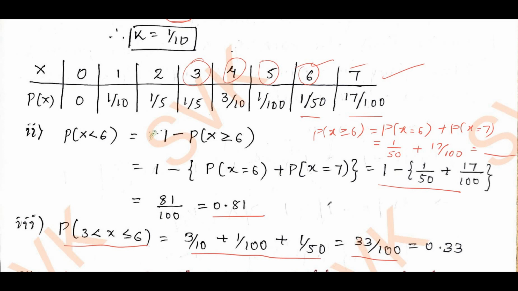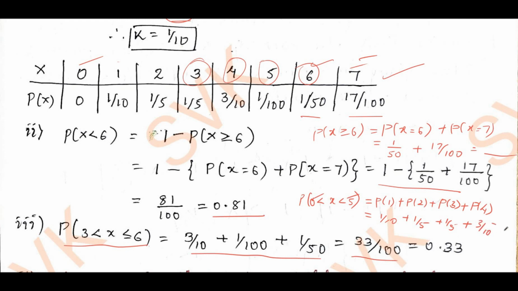Also they have asked to find the probability of x lying between 0 and 5. As the interval 0 to 5 is inside the given interval, we need to go starting from 1. So we need the probability of x equal to 1 plus the probability of x equal to 2 plus the probability of x equal to 3 plus the probability of x equal to 4. If we add these values, 1 by 10 plus 1 by 5 plus 1 by 5 plus 3 by 10.